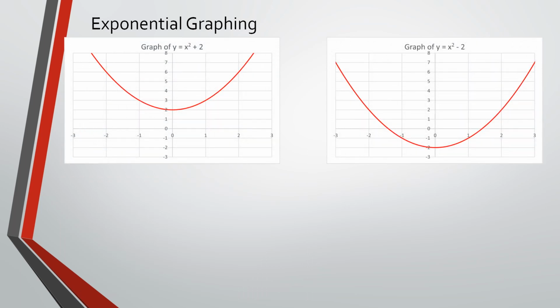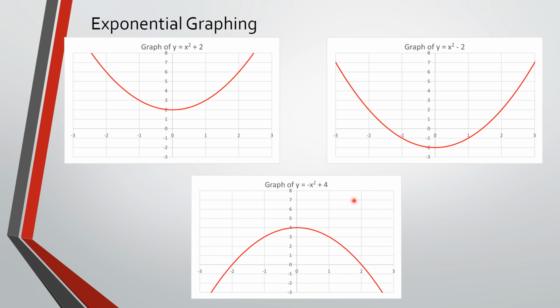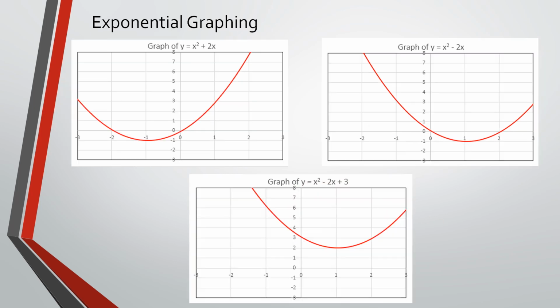We said that the constant here is kind of like the offset. There's a plus 2, so it's going to be plus 2 here, and it's negative 2, so it's going to be negative 2 here. When it's negative x to the second, now the parabola points down, and we have a plus 4, so right there is where it crosses, in these basic equations.